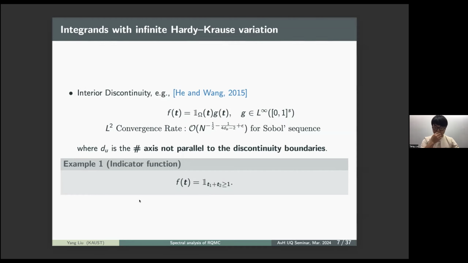One example that takes the form of this indicator function is if you have a discontinuity boundary given by t1 plus t2 equals 1. Then you have 2 axes, essentially the first and second one, that are not parallel to this discontinuity interface. Then you replace this d_u by 2 in this formula, and in the end you get n to the minus 2/3 plus epsilon.